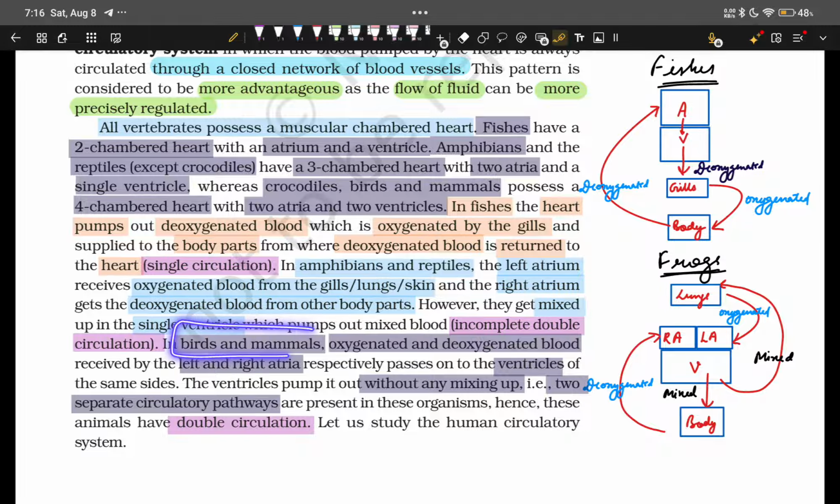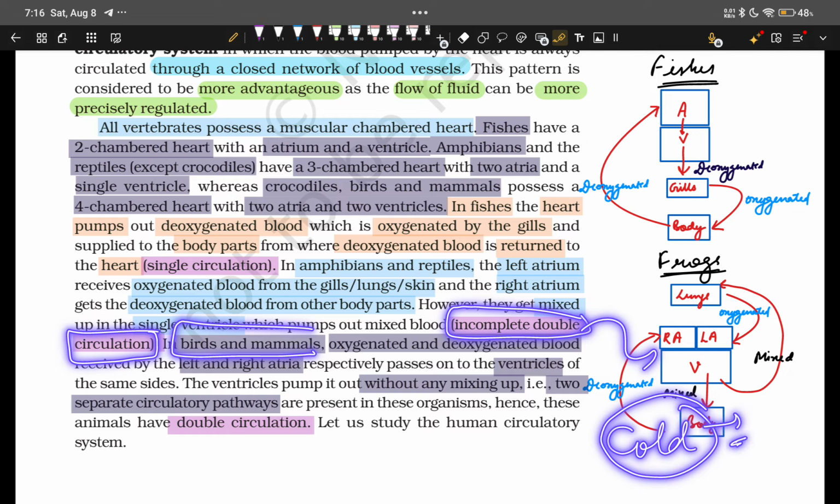Both of them are mixed up again and transported to the whole body. That's why it's called incomplete double circulation, and because of the mixing of blood, they are called cold-blooded organisms. They cannot maintain their temperature. Body temperature actually changes with the surroundings.